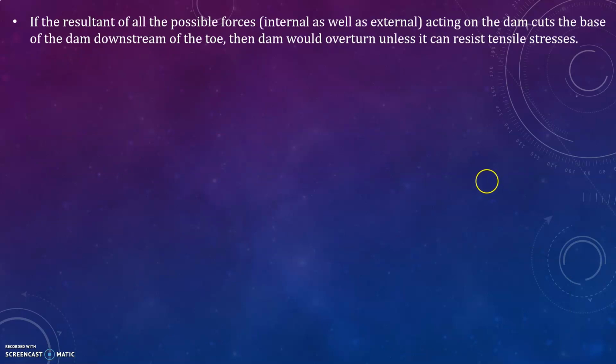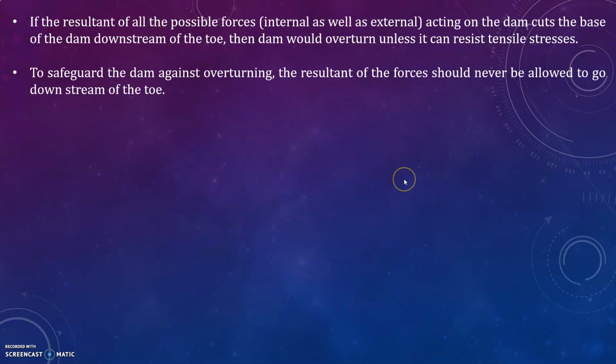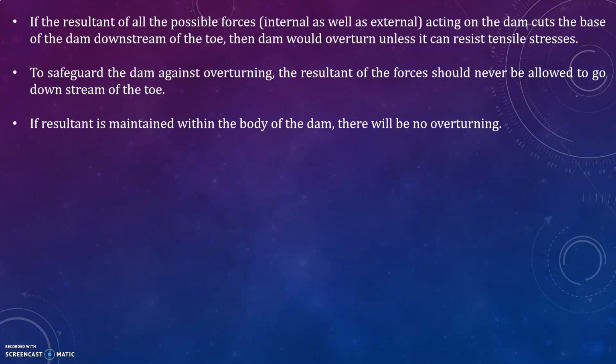If the resultant of all the possible forces, internal as well as external, acting on the dam cuts the base of the dam downstream of the toe, then the dam would overturn unless it can resist tensile stresses. To safeguard the dam against overturning, the resultant of the forces should never be allowed to go downstream of the toe. If the resultant is maintained within the body of the dam, there will be no overturning.